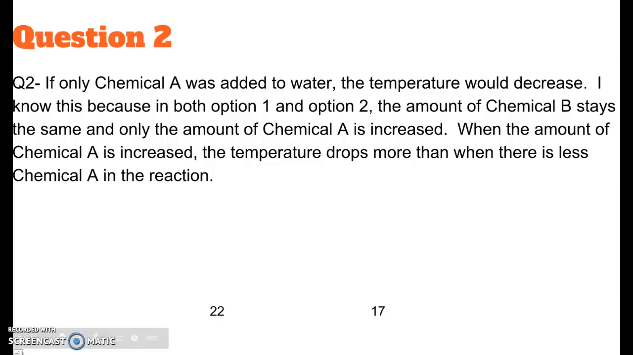Go ahead and fix your answer. If you did not have this one correct and you want to adjust it, you can pause the video and add that in.